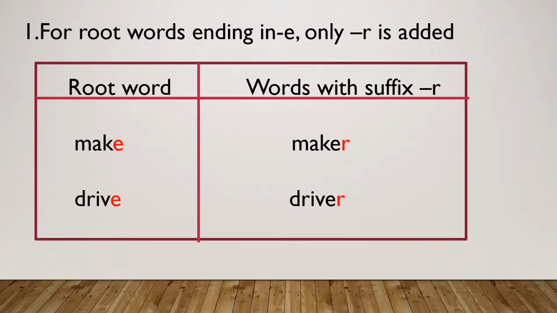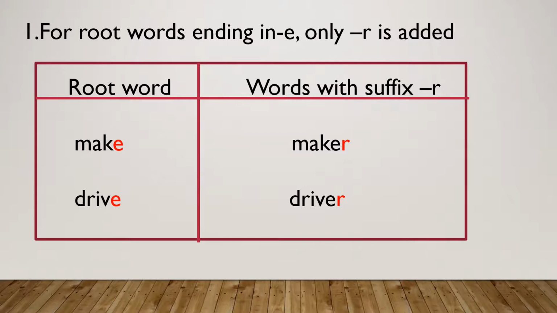Now student, let's see some words. The first ones are make and drive. Here you can see in make the ending letter is E, and in drive also the ending letter is E. So if the root word ends with E, we have to use the suffix R at the end. The root word is make, so it becomes maker. Then the root word is drive, so it becomes driver.